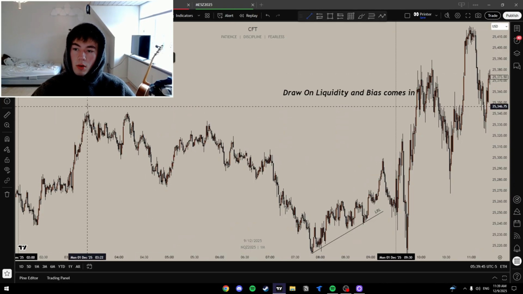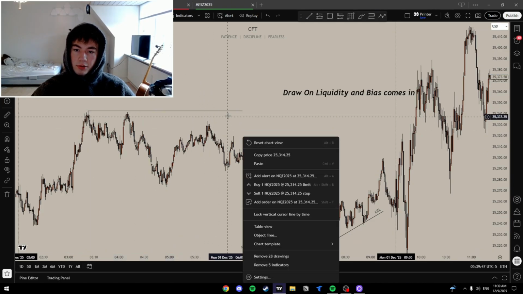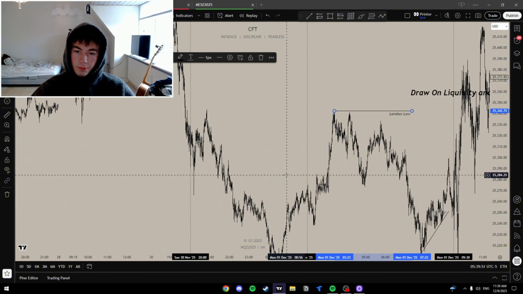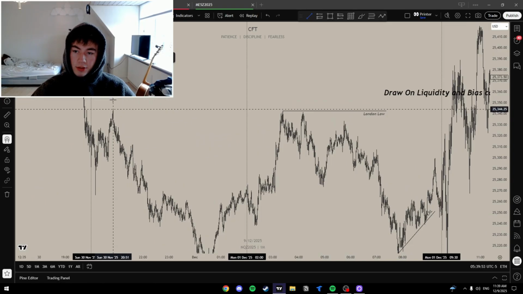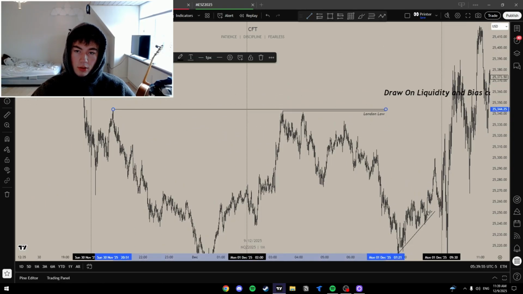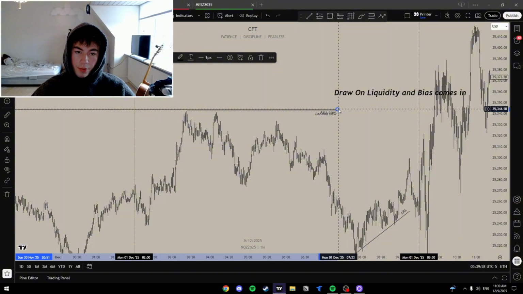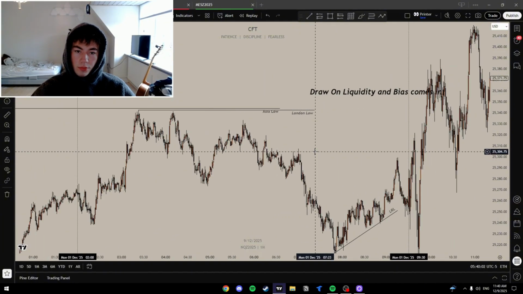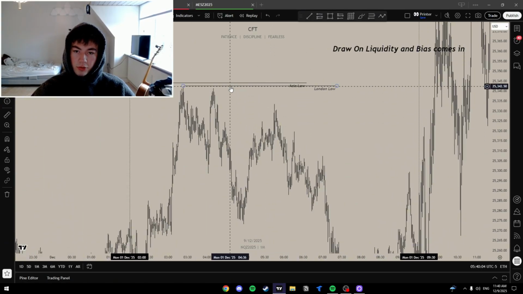But this right here is a London low, and this right here is an Asia low. As you can see, they are so close to each other that you could call them relatively equal highs.